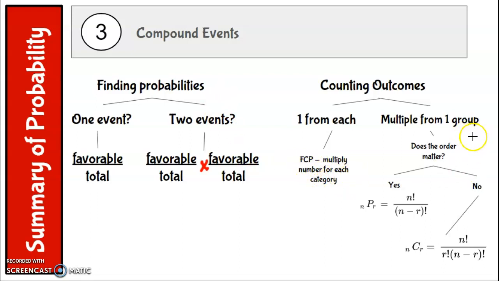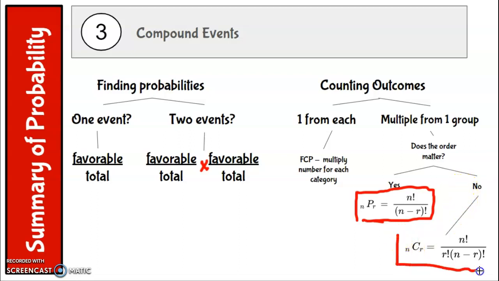If you're pulling multiple items from 1 group, you have to ask yourself, does the order of those items matter? If it does, you're doing permutations, and it's this formula right here. If the order does not matter, for example, if I'm just selecting 2 kids from a group of 10, how many different ways can that happen?